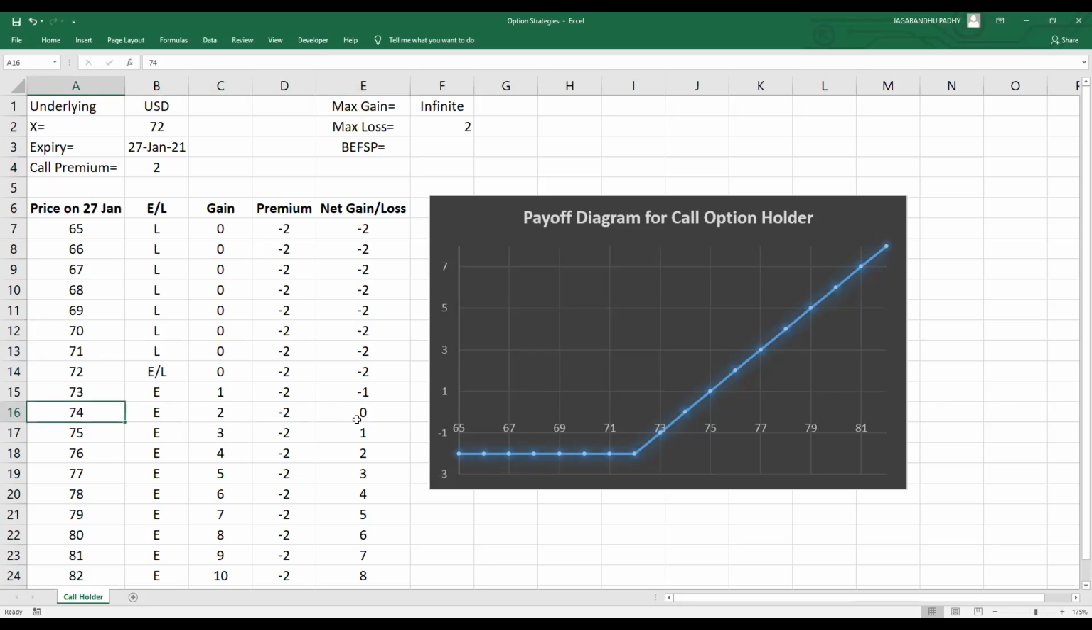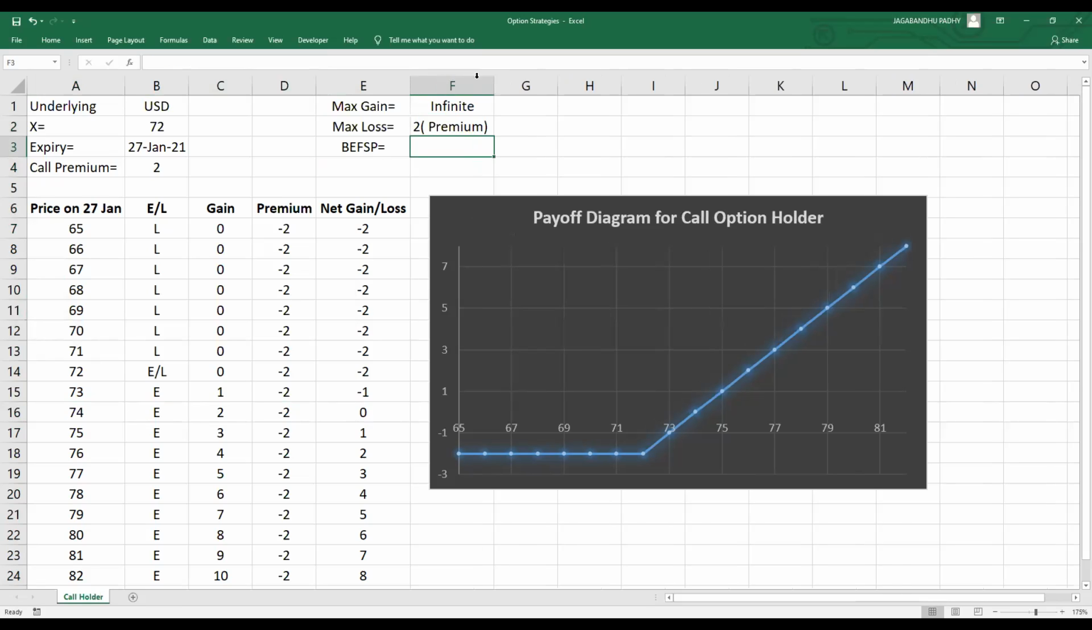I don't want to write the answer as 74. I want to write it in a proper formula. Like here, the maximum loss was 2 rupees, but instead of writing 2 rupees, what we can essentially write is premium, right? Whatever premium has been paid, that is the only loss. So break-even FSP here is coming to 74. I want to write this 74 in the form of some formula or function. So what can I write this as? X plus premium. Yes, X plus premium. So we have this 74, which I can write as X plus premium.